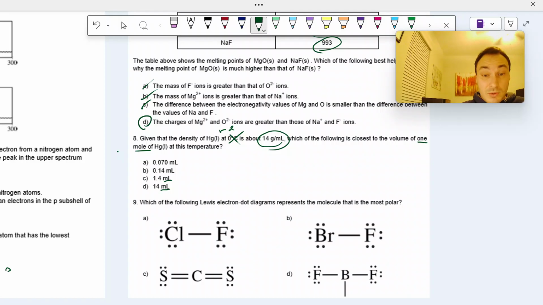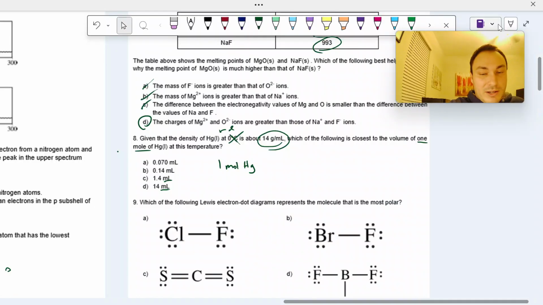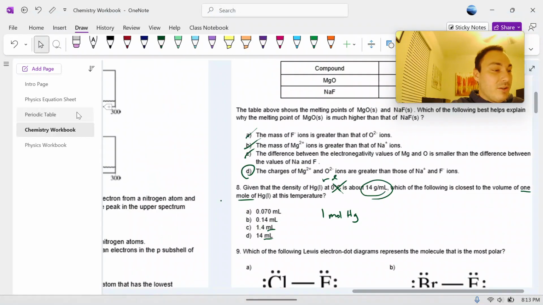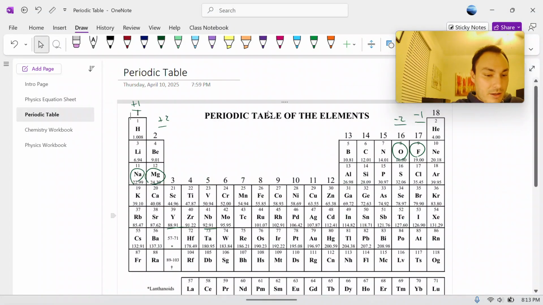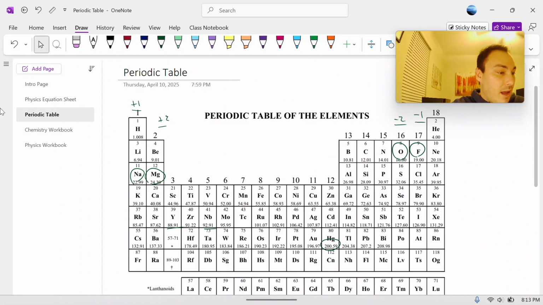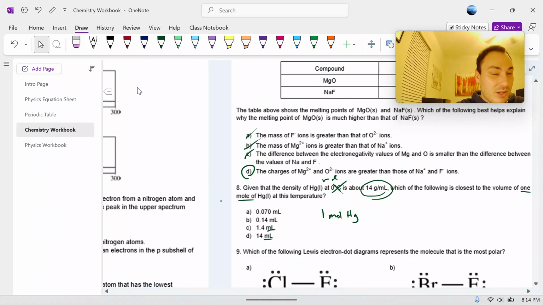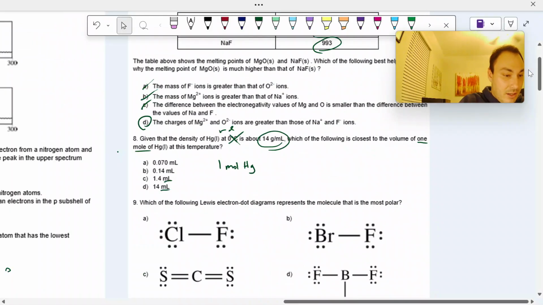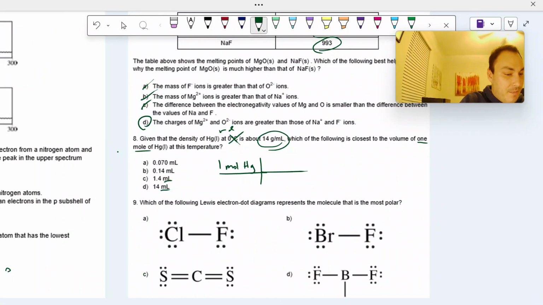Well, this is just doing some dimensional analysis. If we have 1 mole of mercury, go back to the periodic table, let's find out how many grams is in 1 mole of mercury. Mercury is down here, it's 200.59. I'm just going to say 200 since this is a multiple choice and it doesn't matter that we're exact because we're picking from a set list. So for every 1 mole of mercury, there is 200 grams. That comes from the molar mass.